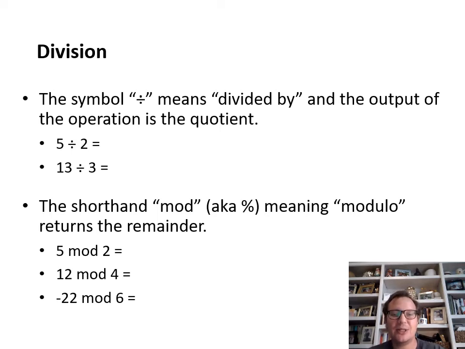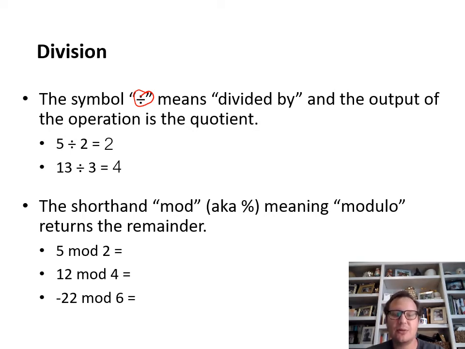we already mentioned that division is not closed under integers. And so now we are going to look into different terminology and properties that surround division. This symbol here, we read it as divided by, and the output of this operation is the quotient that we get. So 5 divided by 2 is 2. 13 divided by 3 is 4.